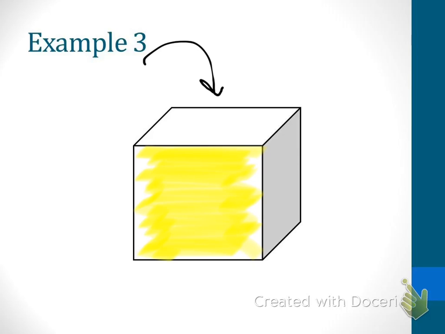Okay, if it has a right side, it also has a left side that I can't see. So that's 4 faces. If it has a top side, it also has a bottom side. So how many faces do I have? 6. I have 6 faces.